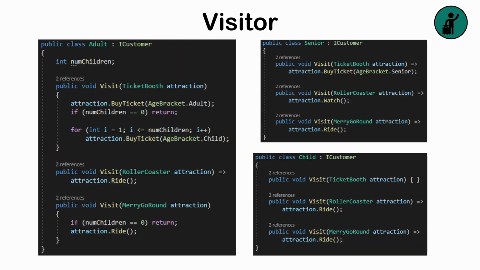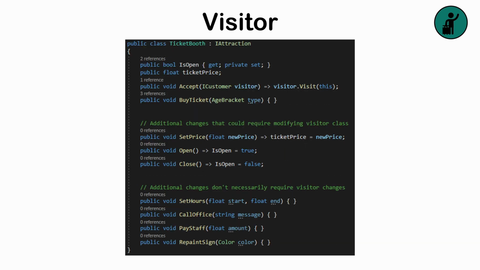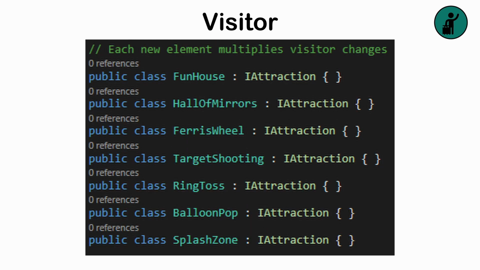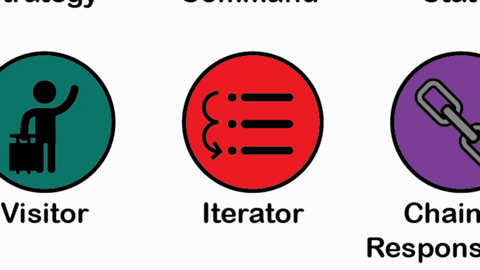The bottleneck in this pattern is with the visitor itself, as it will need to be modified for every new type of entity that can be visited. It's best used when many new functions need to be added to existing elements, but the set of elements itself remains largely unchanged. The Iterator pattern.